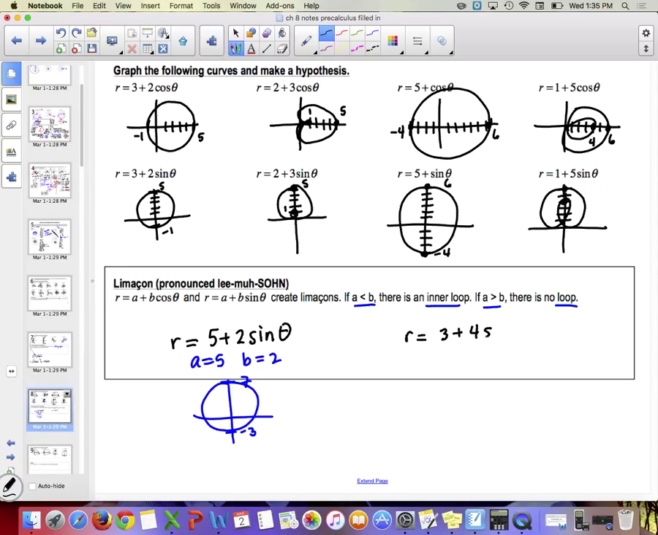All right, so the next one, let's say I had r equals 3 plus 4 sine of theta. This is one where your A is 3 and your B is 4. So A is less than B, right? That means that there is an inner loop.